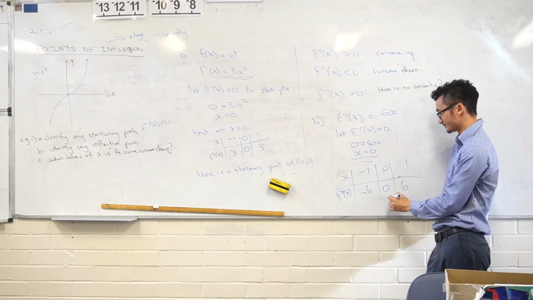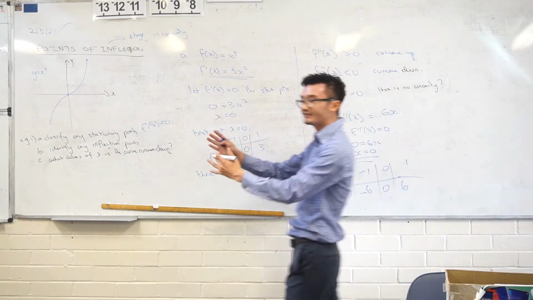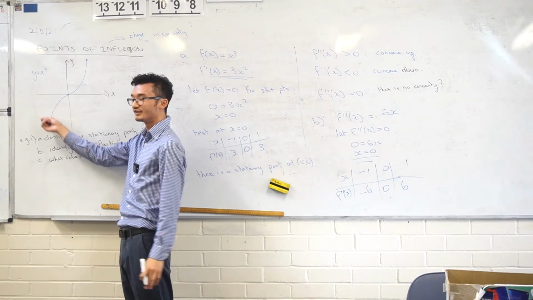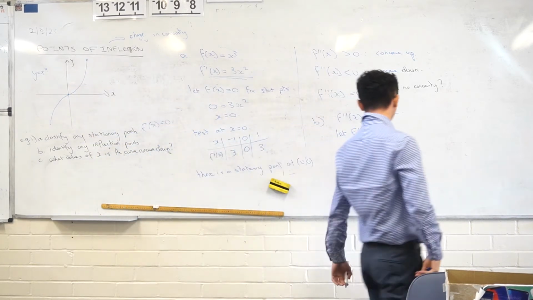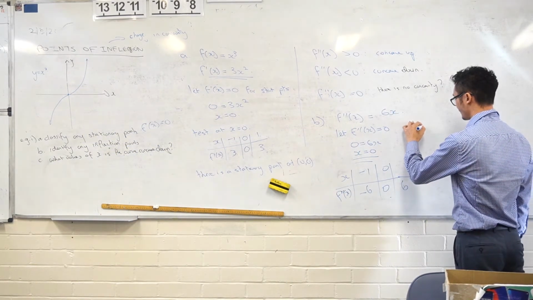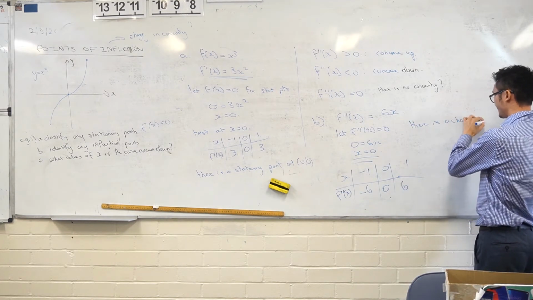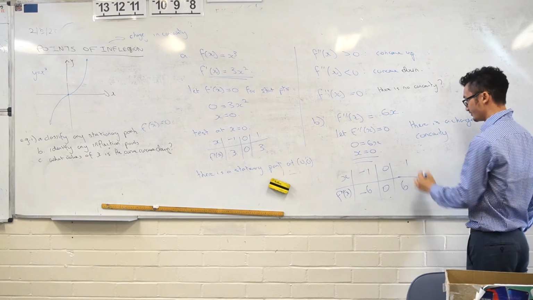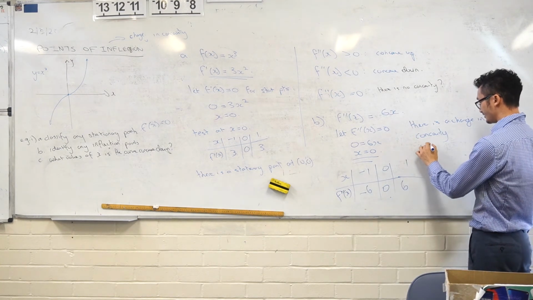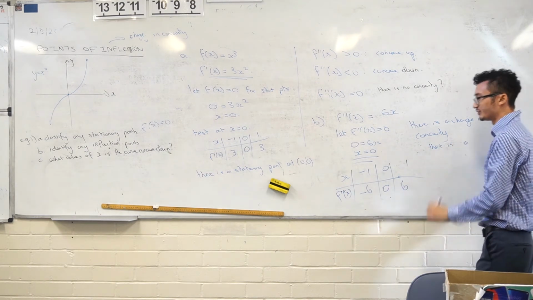What do you notice? Exactly right. It goes from negative to positive. And it makes sense because when you look at the picture, right, it's concave down here, then it's concave up over there. So there is a change in concavity. Therefore, there is a, now, you could write an inflection point, but this one's a special one.